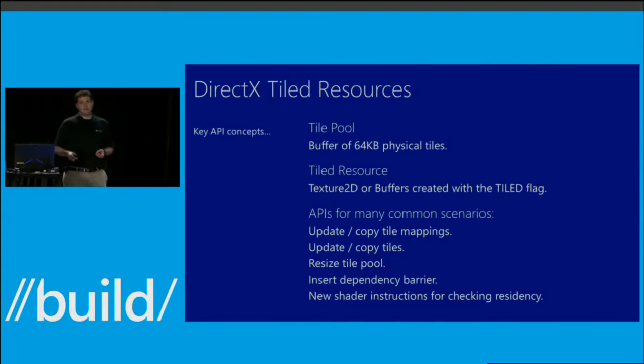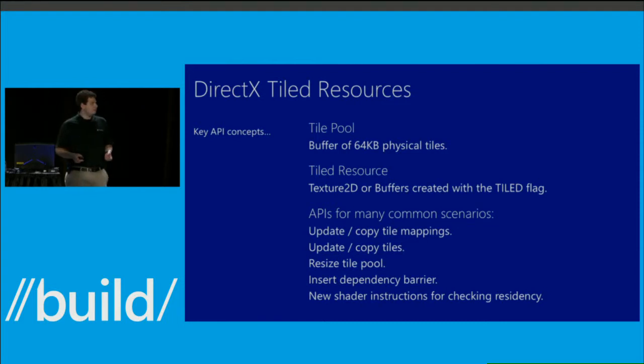Likewise, we've added APIs for many common scenarios, such as update and copy tile mappings, which are used for programming the page tables. We've also added update and copy tiles APIs for easily getting data to and from physical tiles. We also allow you to resize the tile pool. And another interesting API we've introduced as part of tiled resources is the dependency barrier.